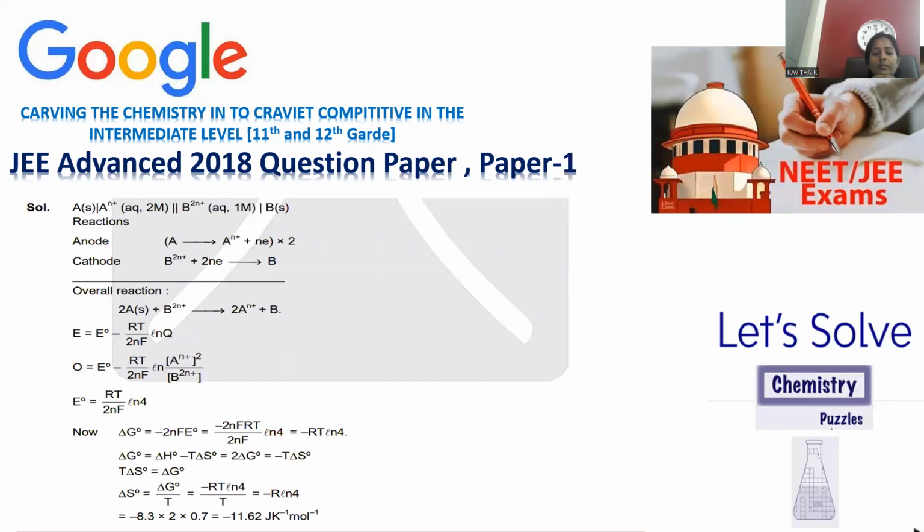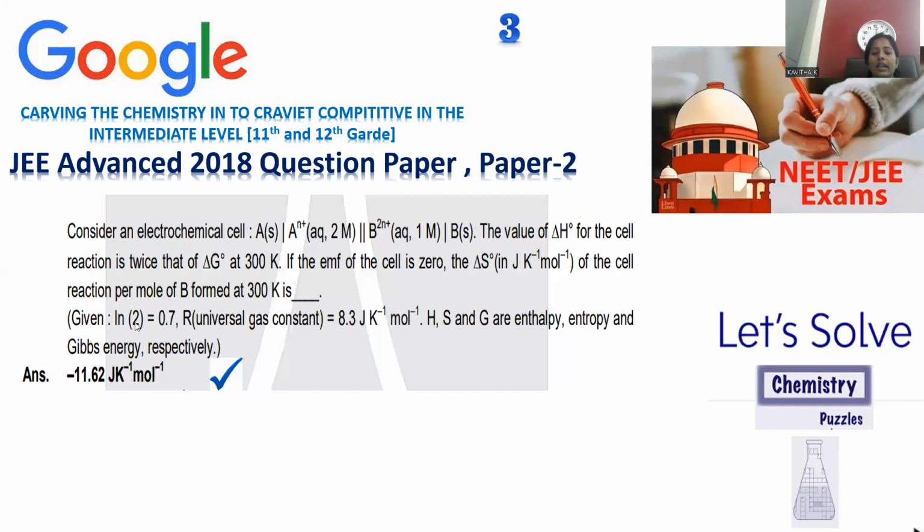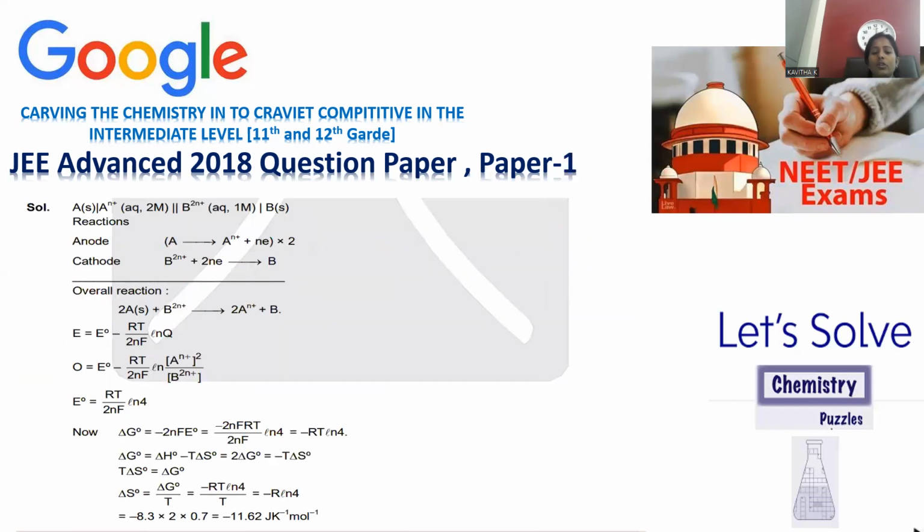So let's put minus 8.3 into here. 4 can be written as ln 2 to the power 2. Whatever power is there, the power 2 can be taken in front of ln. So you can write 2 ln 2. How can we convert? The ln 2 value is also given. Ln 2 value is 0.7, so 2 ln 2, you can simply write 2 into 0.7. Whenever you are writing minus 8.3 into 2 into 0.7, if you multiply all the things, minus 11.62 joules Kelvin inverse mole inverse is the answer.